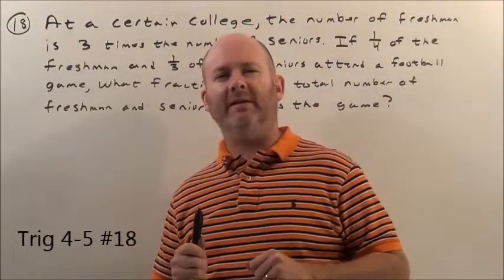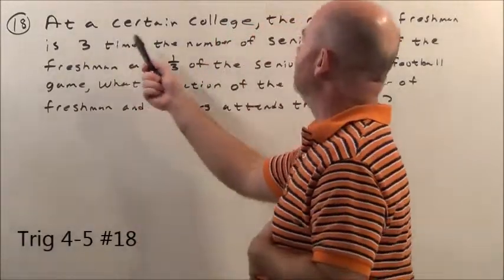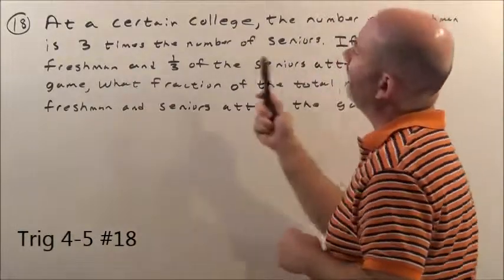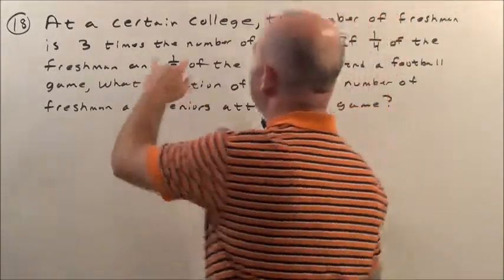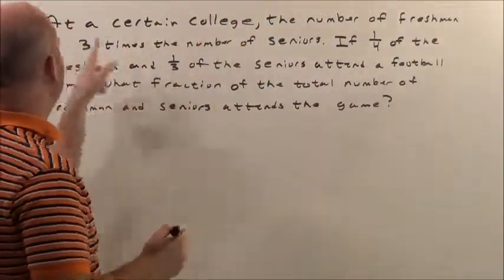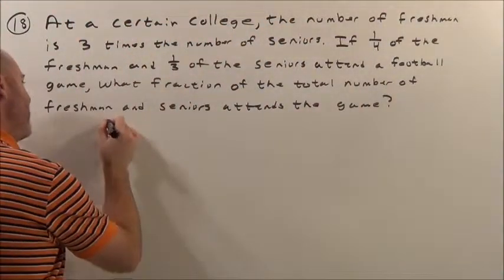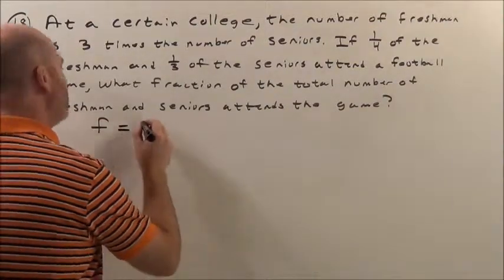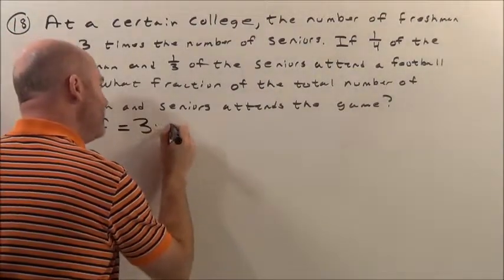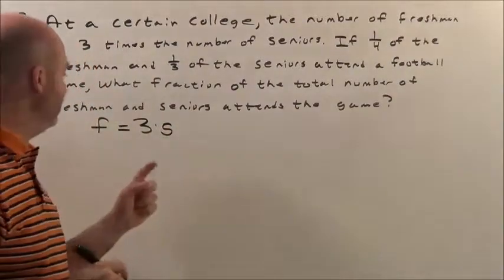Here we go with problem 18, an SAT problem. It says at a certain college, the number of freshmen is 3 times the number of seniors. All right, right from that, let's start with that. The number of freshmen is, so I'm going to use F for freshman. Number of freshmen is equal to 3 times S, the number of seniors.